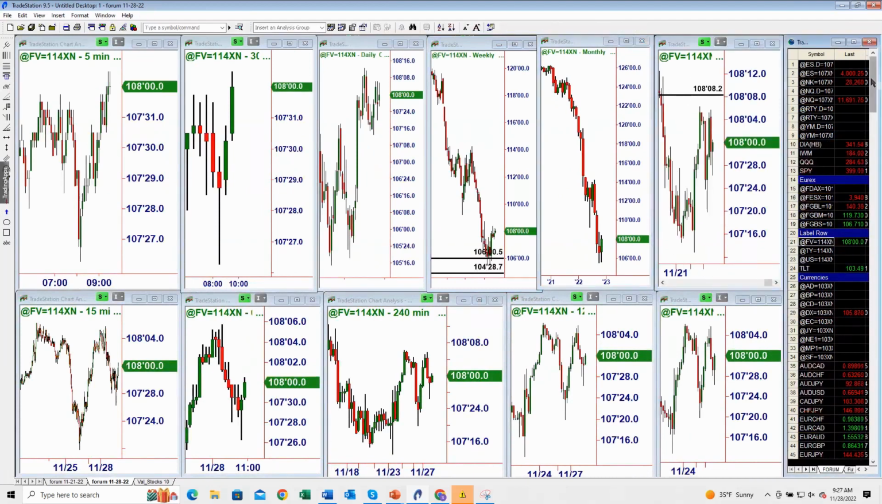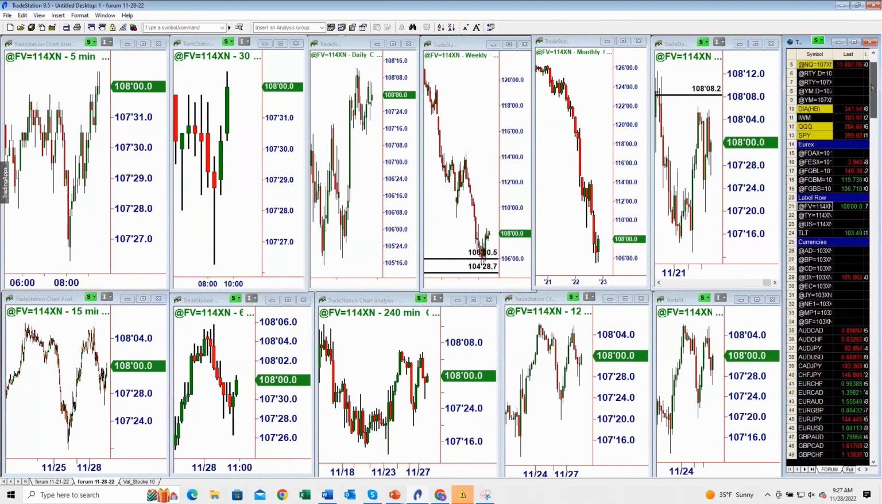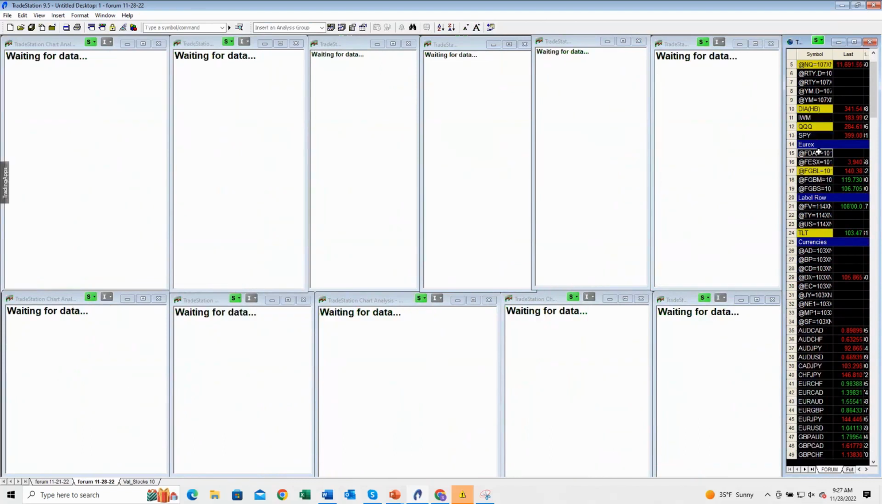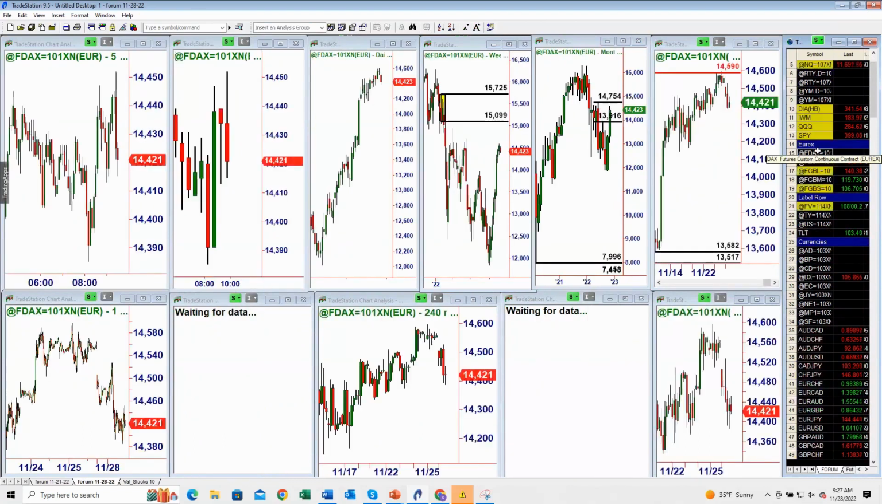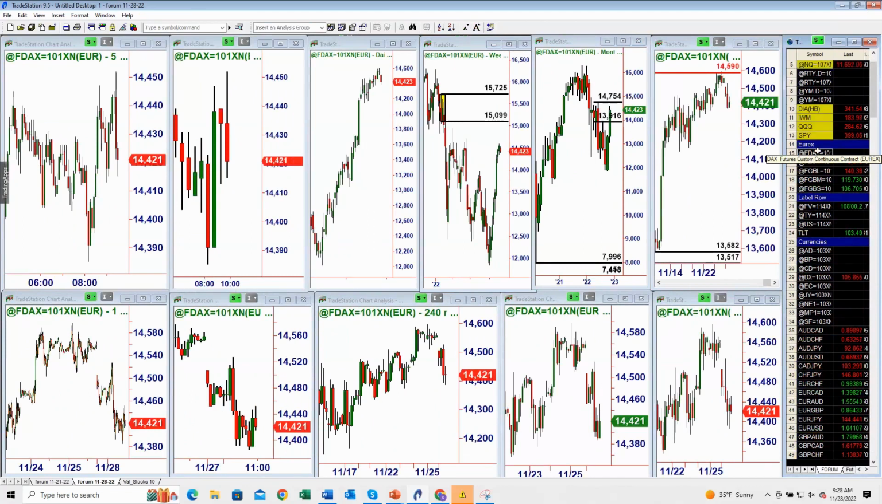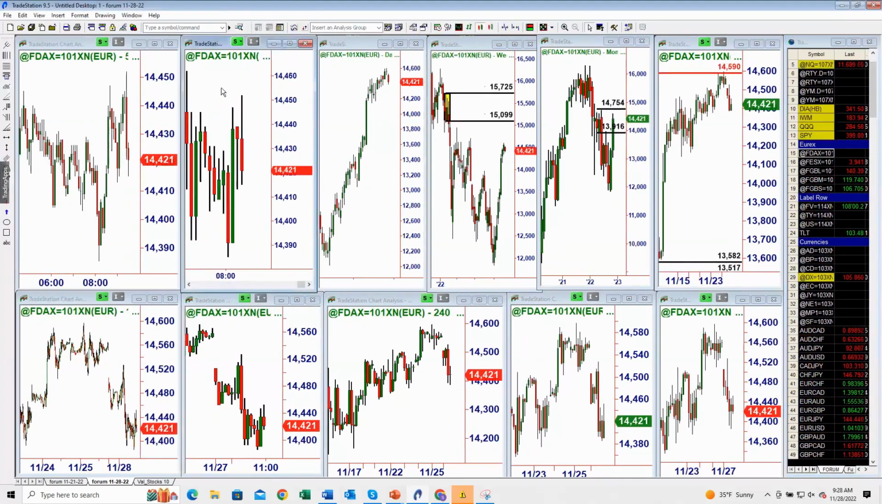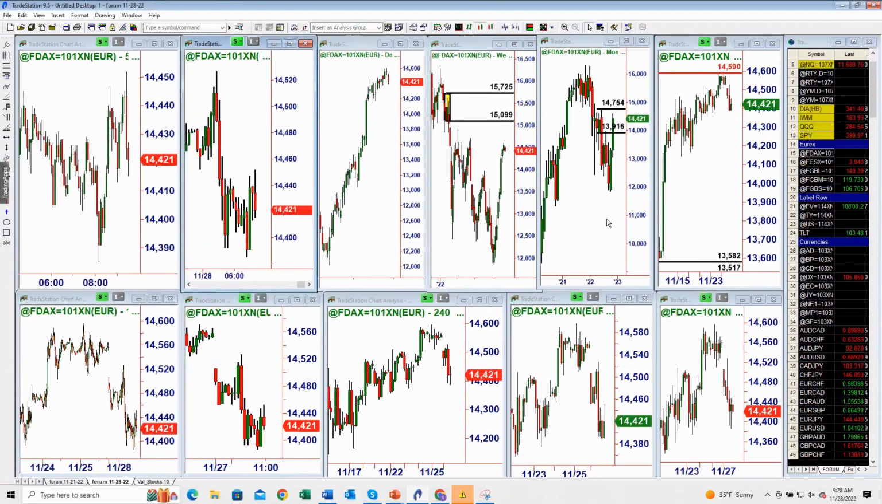Okay. Let's keep going. And again, if you have other symbols you want to look at, could be Forex markets, right? Stocks, futures, Forex, energies, metals, just you name it. All right, let's go over to the DAX.